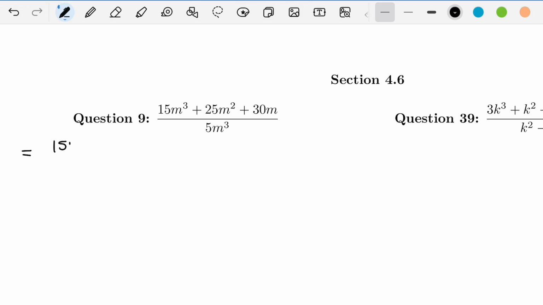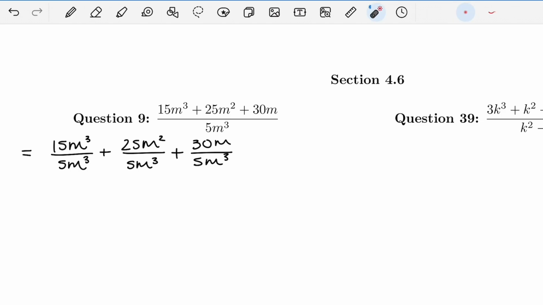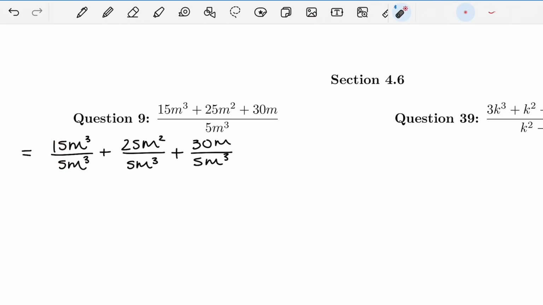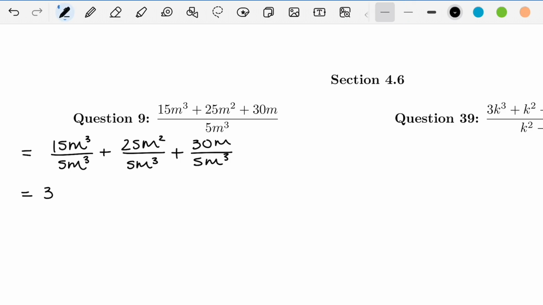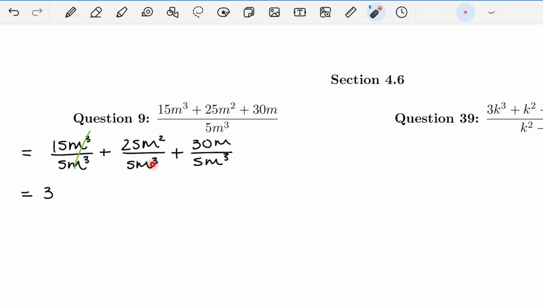So we have 15m cubed is going to be divided by 5m cubed. Then 25m squared is going to be divided by 5m cubed as well. And lastly, 30m is divided by 5m cubed. So from here, we just want to simplify. We know that 15 divided by 5 is going to give us 3. And we have m cubed on the numerator and m cubed on the denominator of this fraction, so these guys are going to cancel.